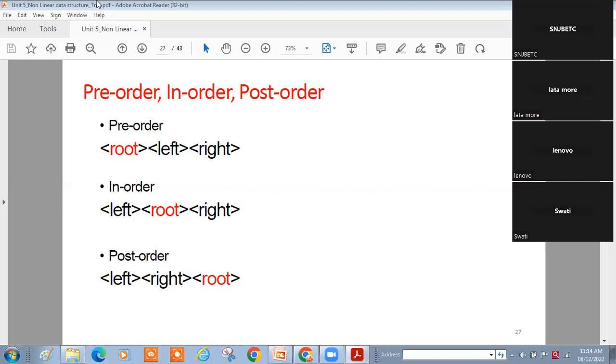Really sorry. So I'm telling you about the pre-order, in-order, and post-order. Depending on the position of the root, I say whether it is pre-order, in-order, or post-order. You can observe over here: if I keep the root initially, it is pre-order. If it is in the middle, it is in-order. If it is at the last, it is called post-order.